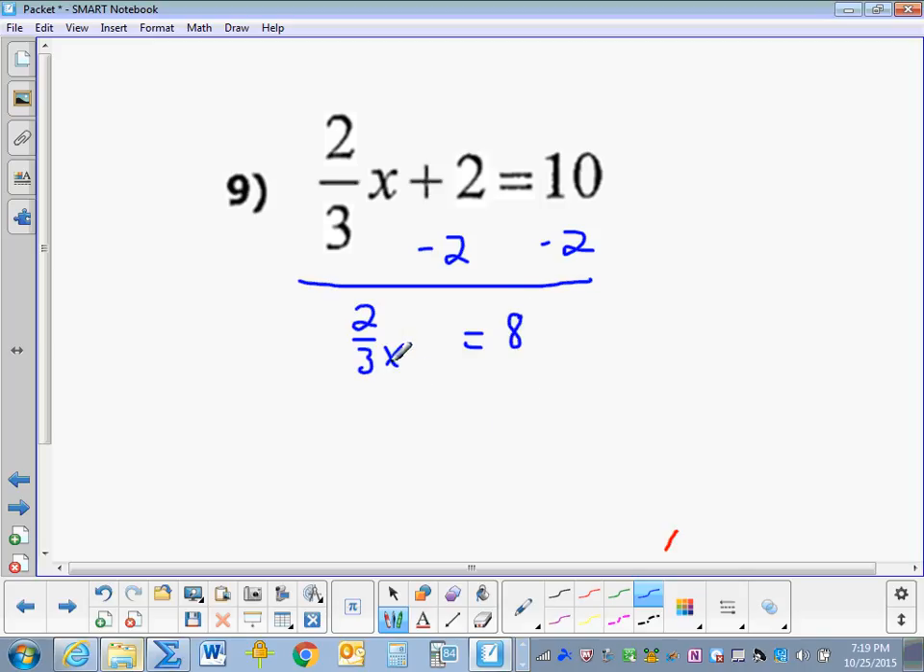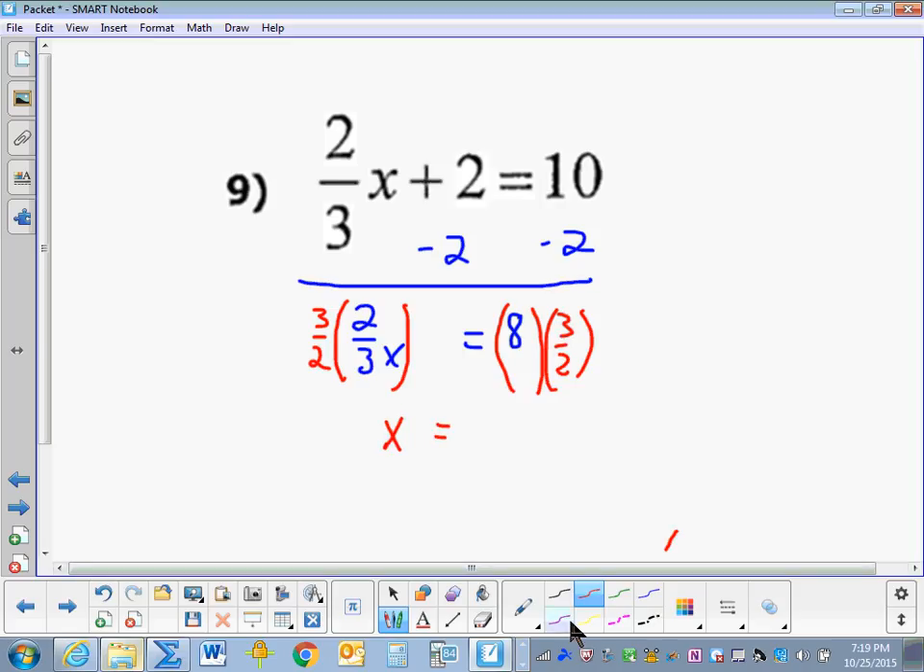So we have x, or the variable, being multiplied by a fraction. Anytime a variable is being multiplied by a fraction, we want to do the inverse by the reciprocal. So the reciprocal of 2/3 is 3/2. So we're going to multiply the left side by 3/2, and the right side by 3/2. So 3 times 2 is 6. 6x divided by 6 is going to give me just x.